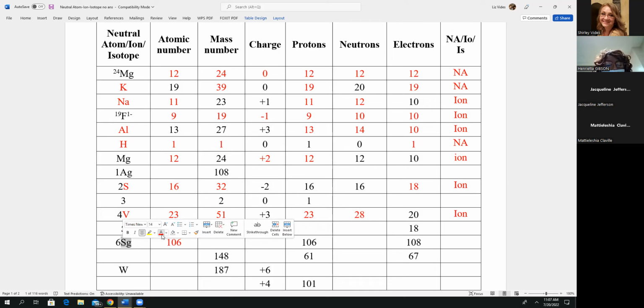We know the element because we know the protons and we know the atomic number, which is one and the same. Now, they gave us the number of electrons. That means we have 108. That means we had to have gained 2, right? Mm-hmm. So this is a charge of -2.